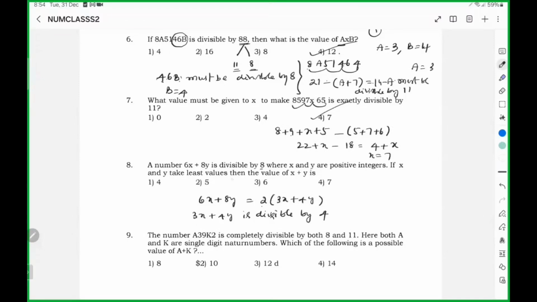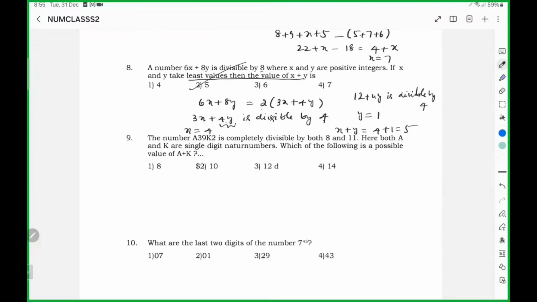Here they are asking for the least value of x plus y. It is already 4y, which is divisible. For x, you take the least positive number. 0 is there, it is okay, but 0 is not positive. So the minimum number which is divisible by 4 is 4. So 12 plus 4y is divisible by 4. 4y is least when y is 1. So x plus y will be 4 plus 1, which is 5.